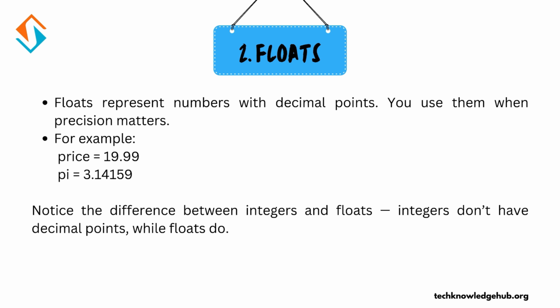Second is float. Floats represent numbers with decimal points. You use them when precision matters. For example, price = 19.99 and pi = 3.14159. Notice the difference between integers and floats. Integers don't have decimal points, while floats do.